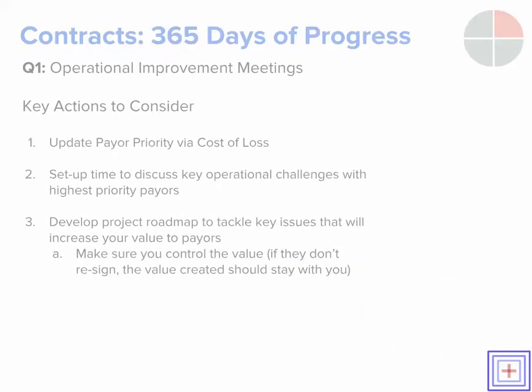So here in Q1, the idea would be to have operational improvement meetings. What you want to first do is understand which are your most important payers, and you could do this via the cost of loss, or basically what is the cost of losing this payer to the bottom line? How much do they impact the bottom line? Once you have an idea of your most important payers, you then want to set up time with them to discuss their operational challenges. And once you've met with all of them and you have an idea of what all the challenges are, you should look to develop a roadmap to tackle the key issues that are really going to help increase the value across all your payers.